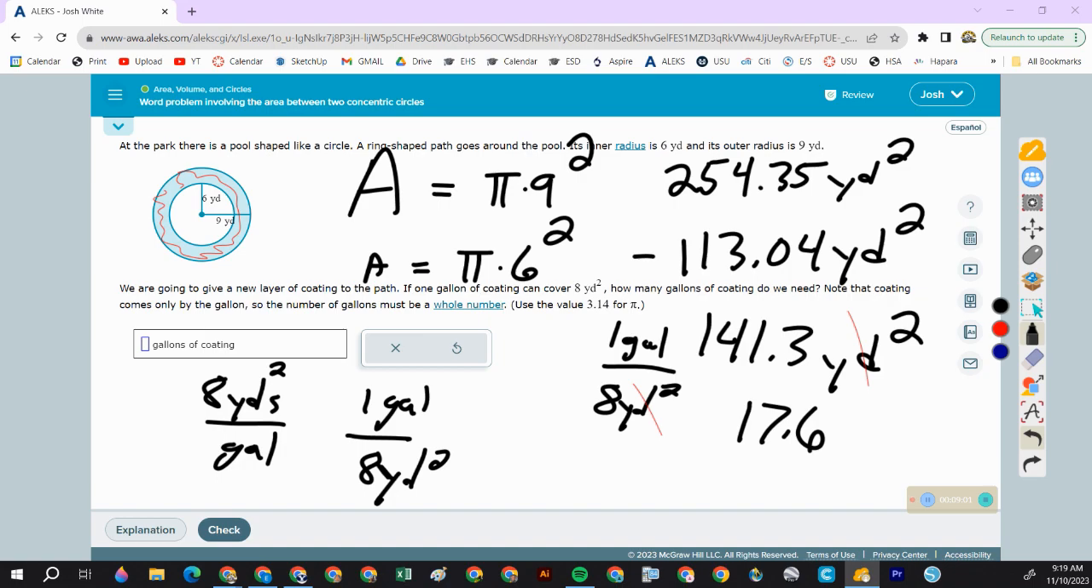So how many gallons of paint do I need? 18. They won't let you buy 2/3 of a gallon. So this will take 18 gallons. It won't take exactly 18 gallons, but you're going to have to buy 18 gallons. That's why it says the number of gallons must be a whole number.